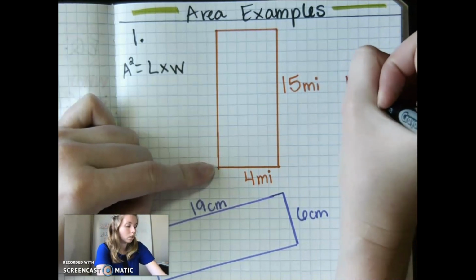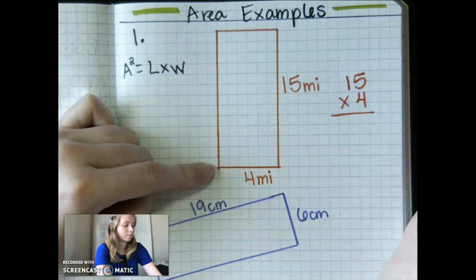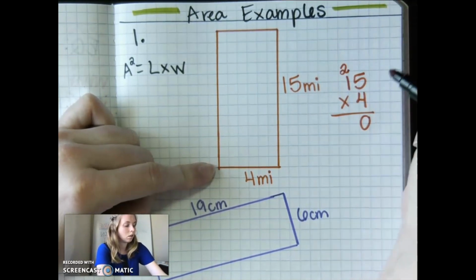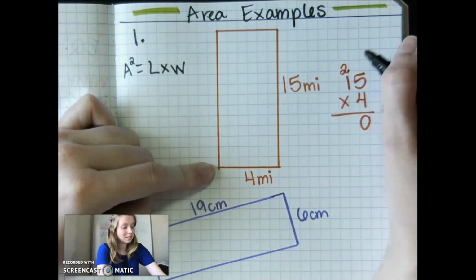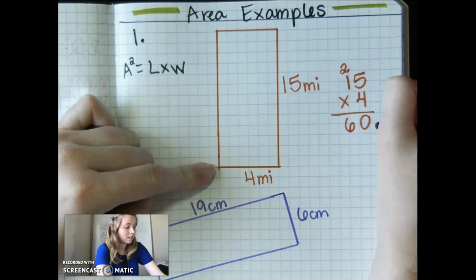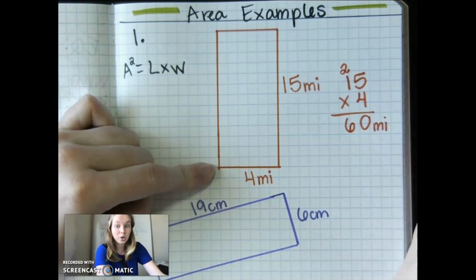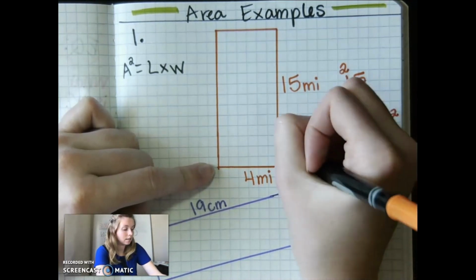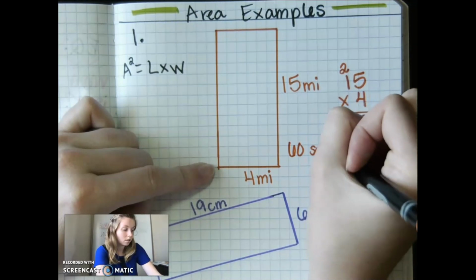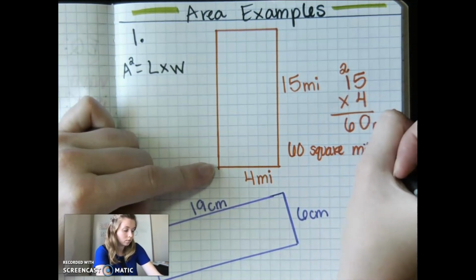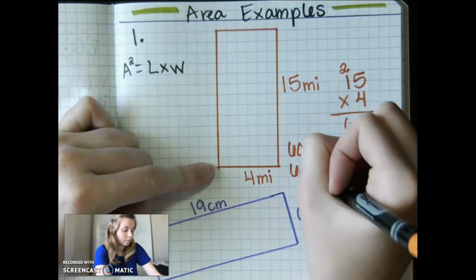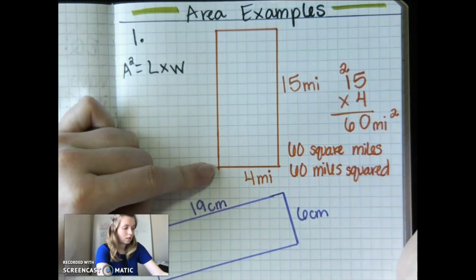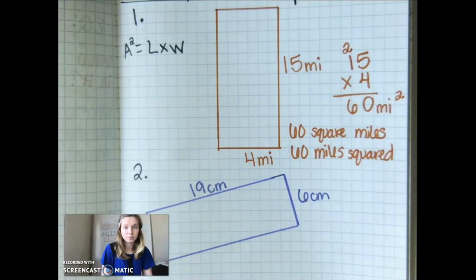So I'm going to do my work on the side. 15 times 4. 4 times 5 is 20. My 0 down, regroup my 2. 4 times 1 is 4, plus 2 is 6. So my answer is 60 miles, but I have to remember this is area squared. Another way to write this is 60 square miles, or 60 miles squared. Any of those answers is correct.